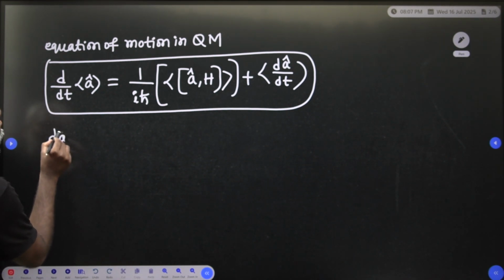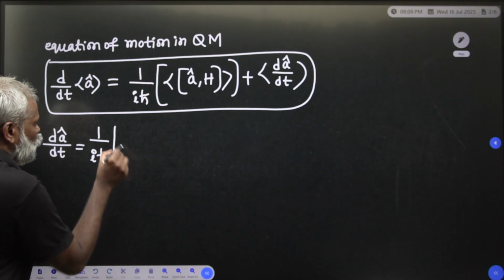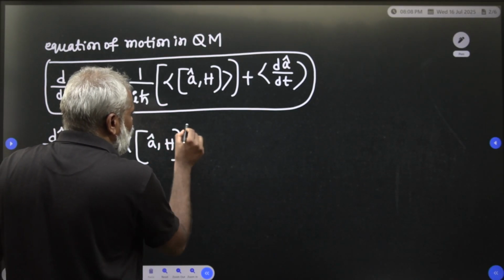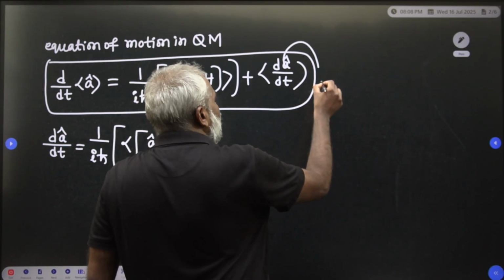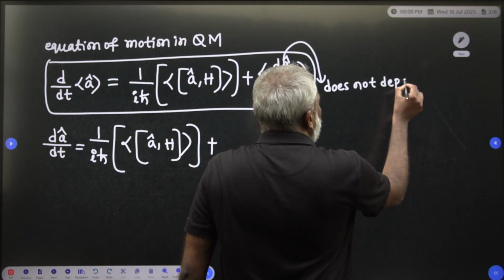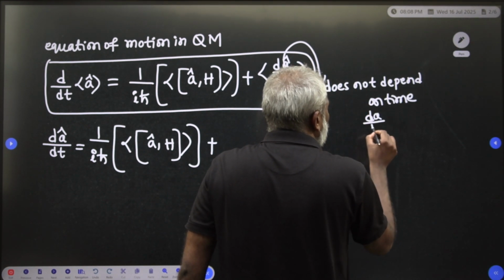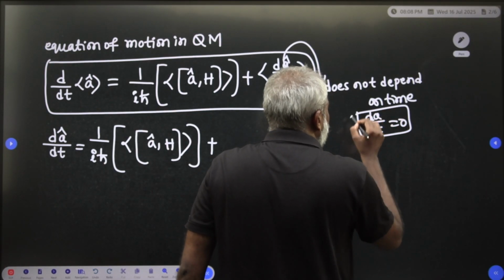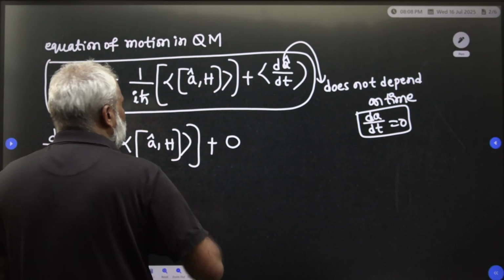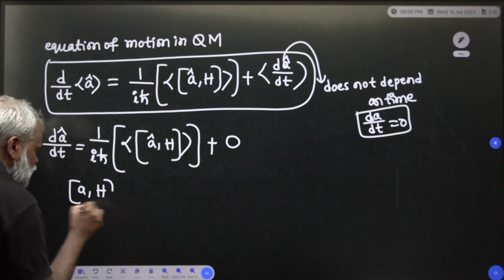We need to take dA cap divided by dt is equal to 1 by i h cut into the expectation value of A comma H, plus we need to know that A does not depend on time. So that is why dA by dt is equal to 0, and that term is going to be taken as 0. Now we first need to calculate the commutator A comma H.